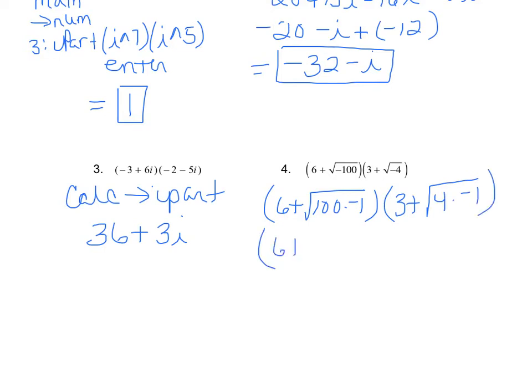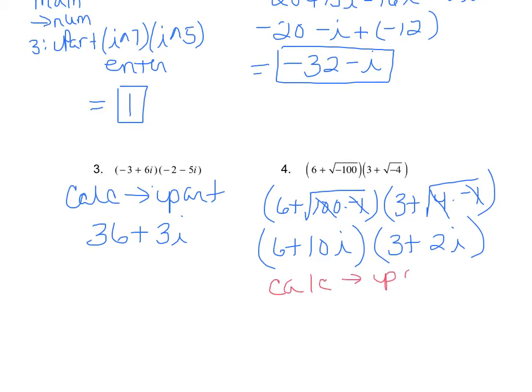Okay, 6 plus square root of 100 is 10, square root of a -1 is i. We no longer have a radical, close the parentheses. Times 3 plus square root of 4 is 2, square root of a -1 is i. Again, we don't have a radical. So right now, you can actually go to your calculator and use I part, put that in, and see what you achieve.